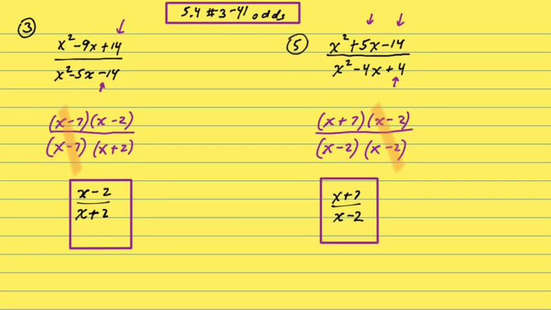Now, if we're matching, I think the first one is x minus 2 over x plus 2. That's letter B. And 5 is x plus 7 over x minus 2, so that's letter C.